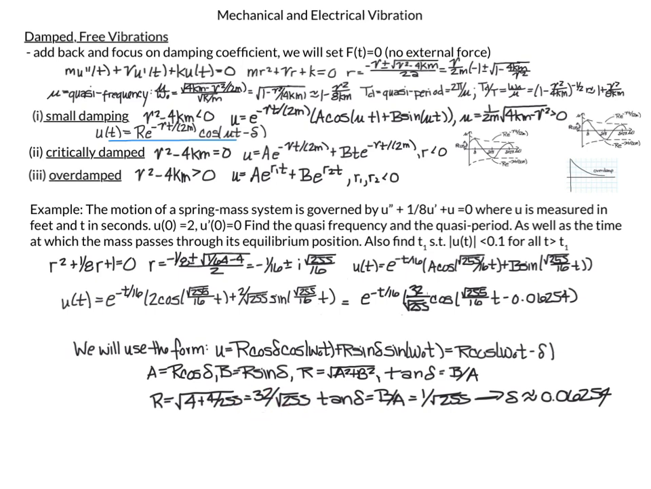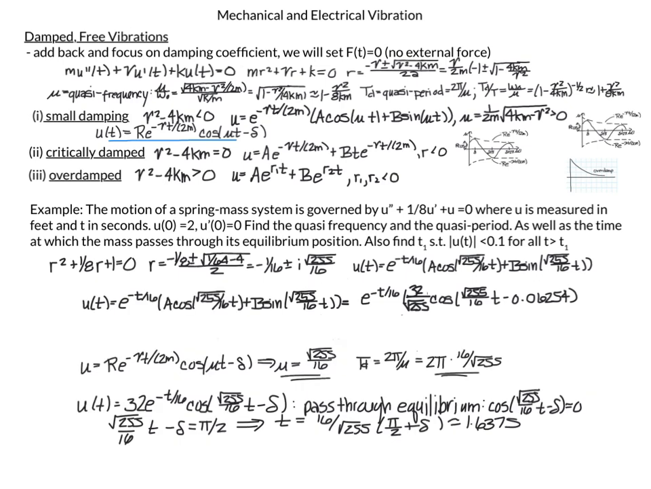Tangent of delta is equal to b over a. So b over a will give me 1 over square root of 255. So delta is approximately 0.06254, which gives us u of t is equal to e to the minus t over 16, 32 over square root of 255, cosine of square root of 255 over 16 t minus our delta. I'm sorry, I keep having to rearrange things to give myself more space, but these problems are so long.